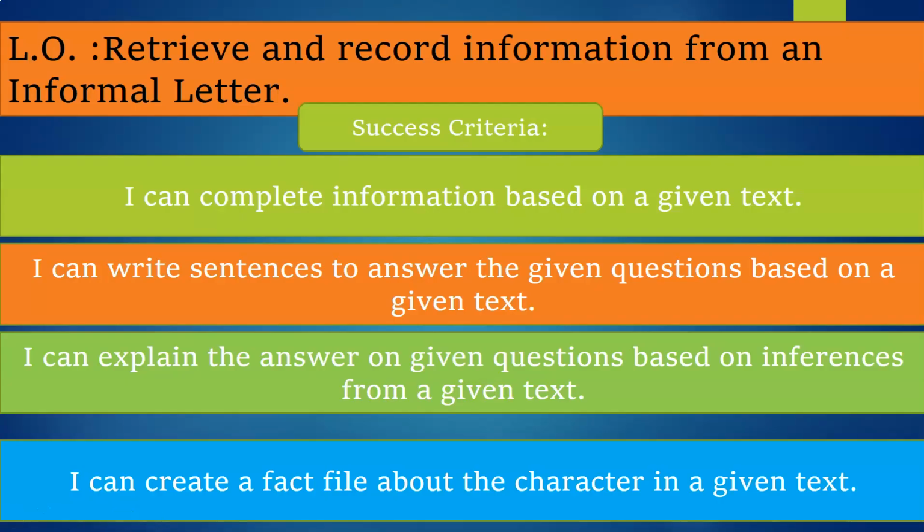Learning objective: to retrieve and record information from an informal letter. Success criteria: I can complete information based on the given texts. I can write sentences to answer the given questions based on a given text. I can explain the answers on given questions based on inferences from a given text. And I can create a fact file about the character in a given text.